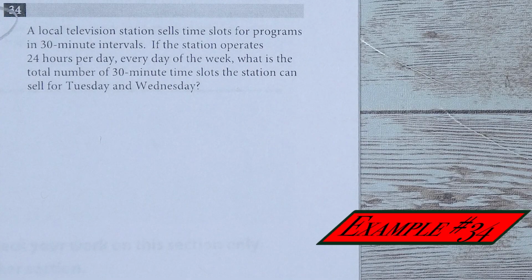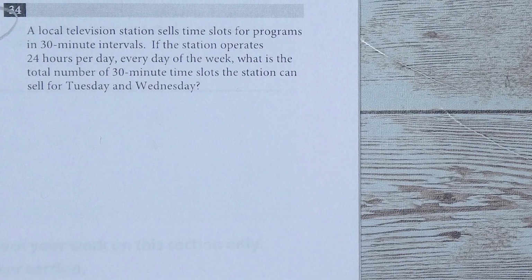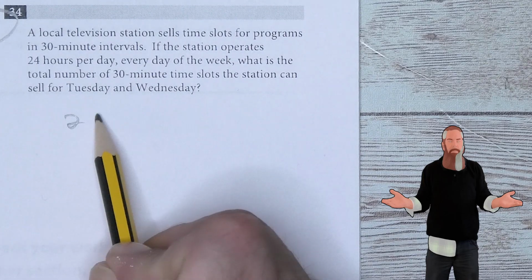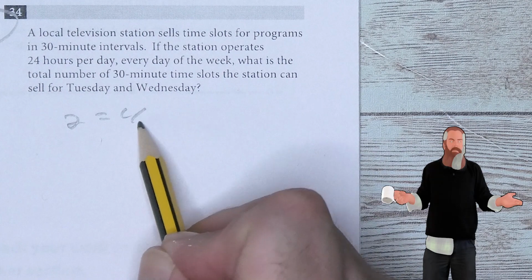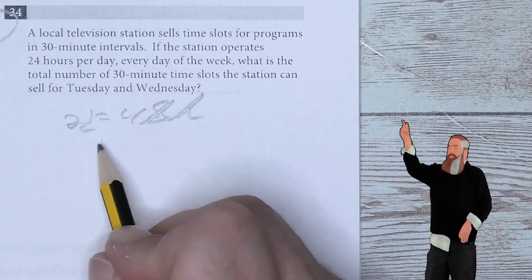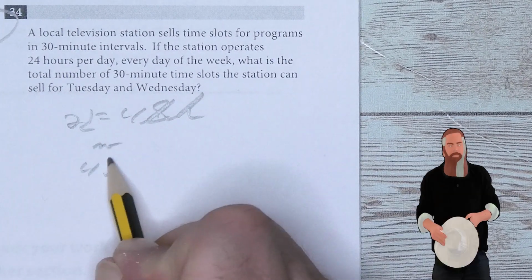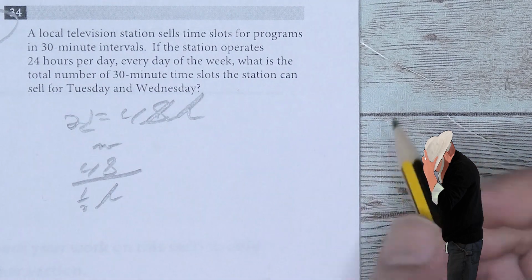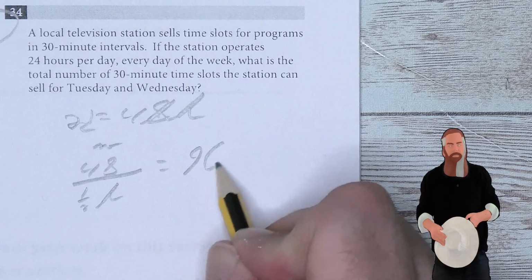A local television station sells time slots for programs in 30-minute intervals. If the station operates 24 hours a day, every day of the week, what is the total number of 30-minute time slots the station can sell for Tuesday and Wednesday? So 2 days is equal to 48 hours. If we have 48 hours and we divide that into half-hour shifts, this means that we have 96 total time slots.